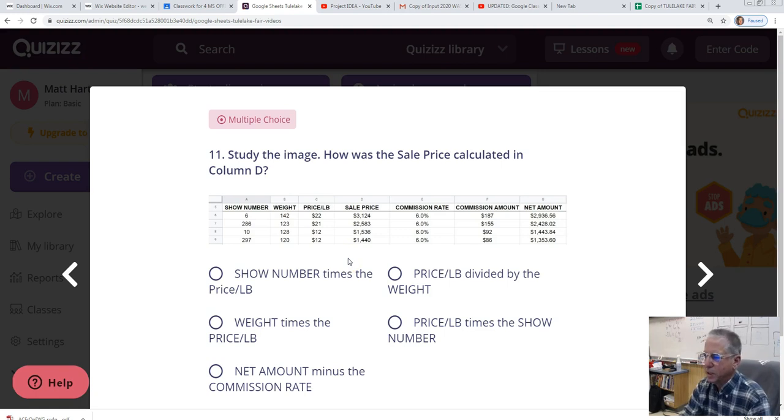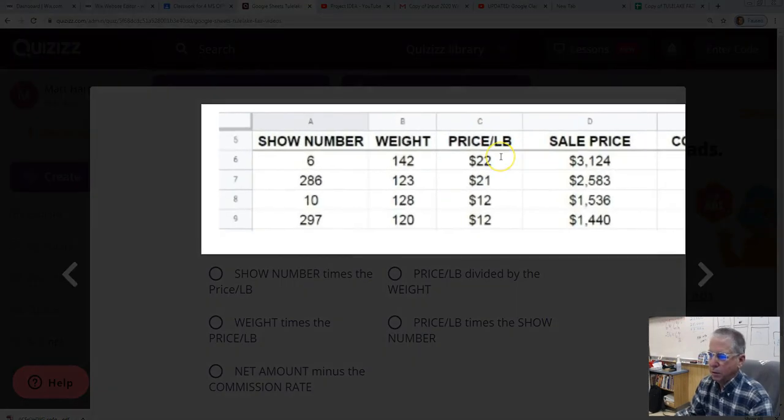Study the image. How was the sale price calculated in column D? When you're taking the quiz, you can click on the picture and it will zoom in so you can see it a little bit easier. So in column D, we have sale price. How was this number calculated? Recall when we do calculations in Excel, we have to reference the location of the values, the cell address. In this case, the sale price would have been calculated based on the weight and the price per pound.